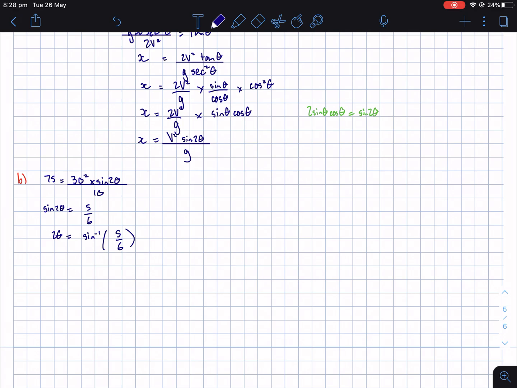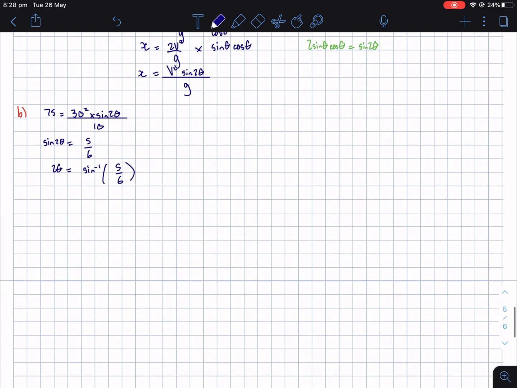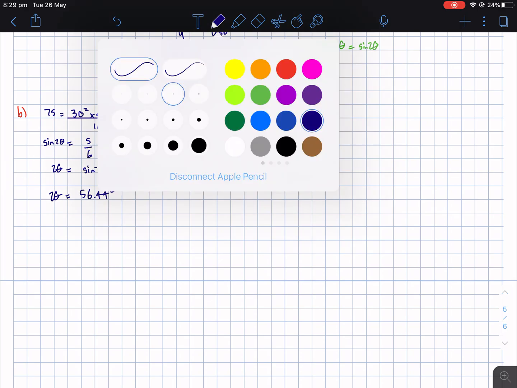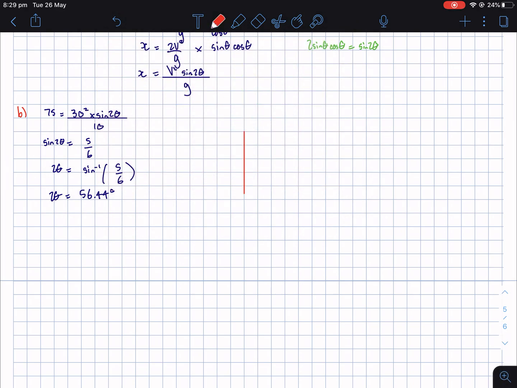Now, if you arcsine that, you get 56.44 degrees. But don't forget, when you're doing these, you have to think, what's the other option for sine that would give us positive 56.44 degrees? Well, it's around here. So we need the whole angle from the origin, which is 180. Take that.